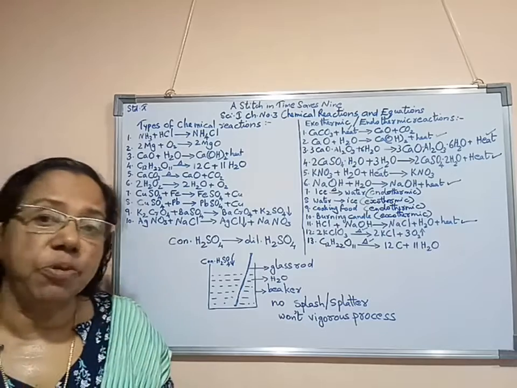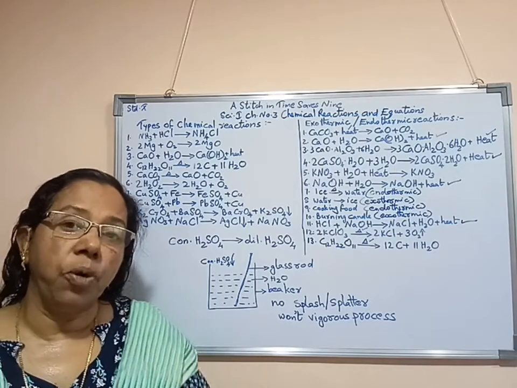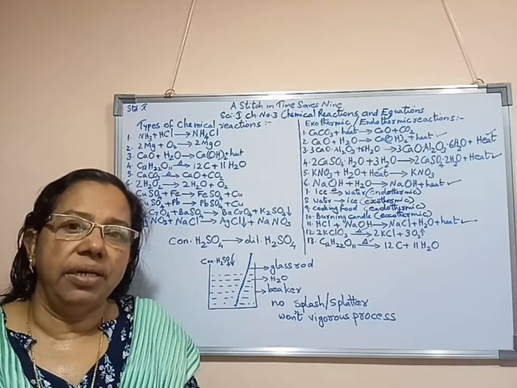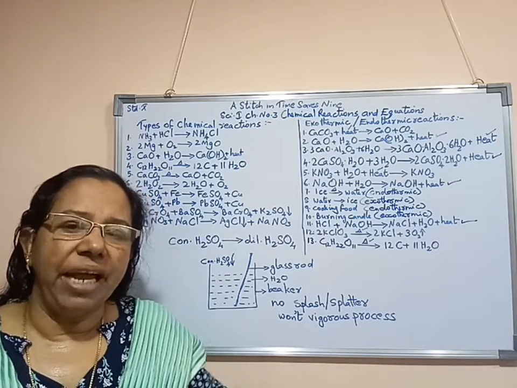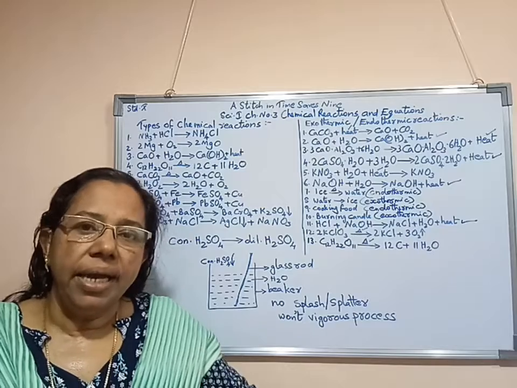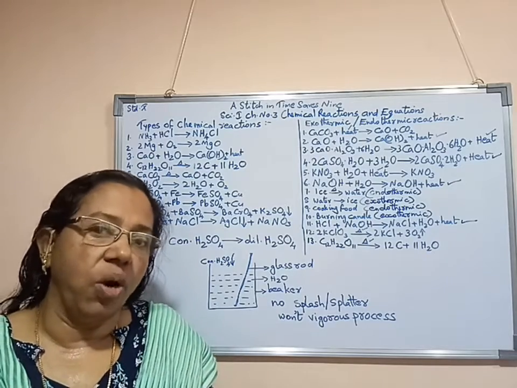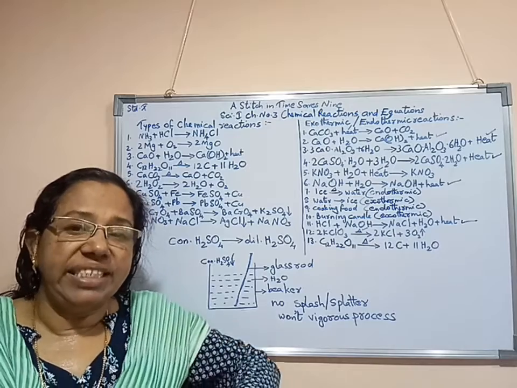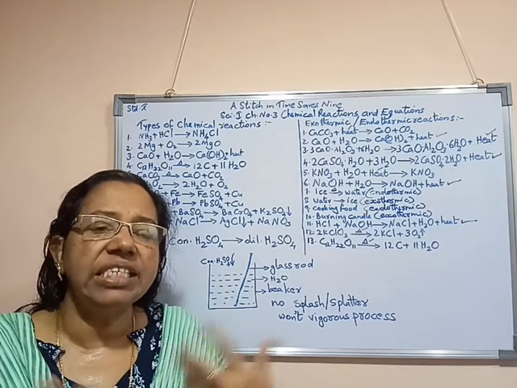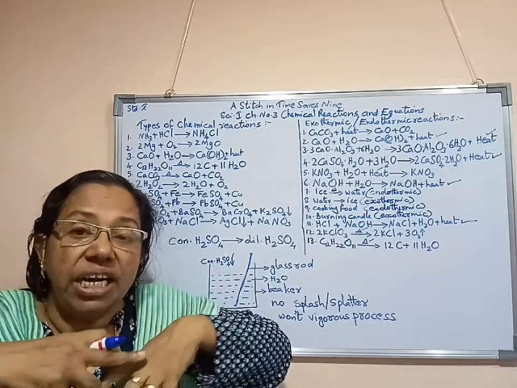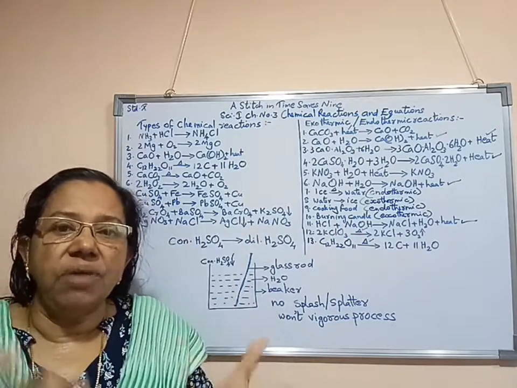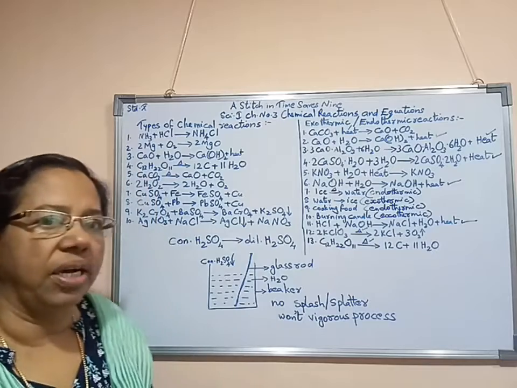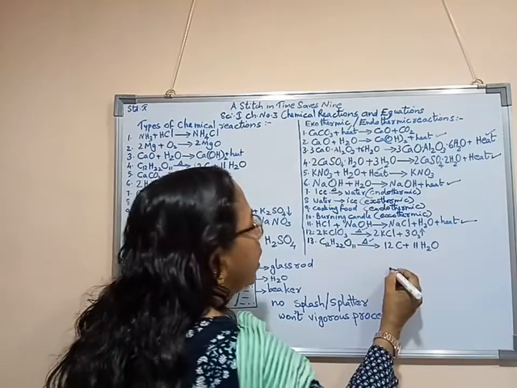Now, what does a vigorous process mean? Think of pouring water into boiling oil. Just imagine in a pan we kept oil and the oil is in a very hot condition. If we pour water into it, splash as well as splatter will occur. A vigorous reaction will occur. You can even see the oil coming out. The same will occur here.